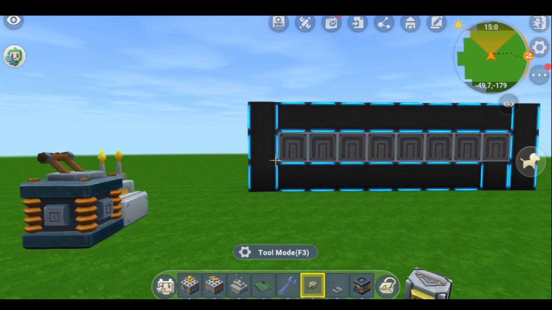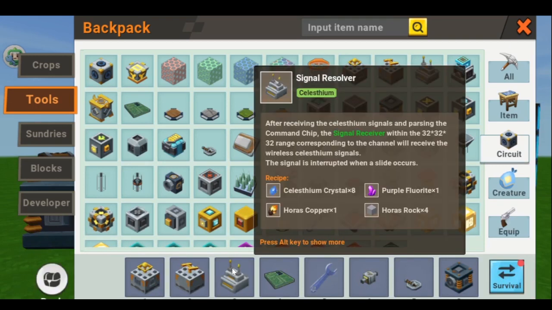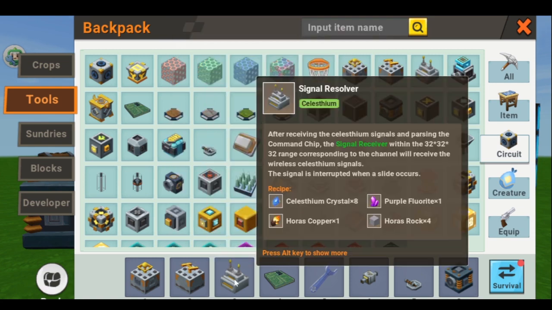Okay, and finally, and not least, for this logic tutorial, we have another important block. For me, it's one of the best blocks that Miniworld has, and it's the signal resolver. Think about this block as a small computer that can run small programs, small applications that you can make. The function is really similar to the signal generator. It's going to send signals around a 32 block radius, and you can use different channels.